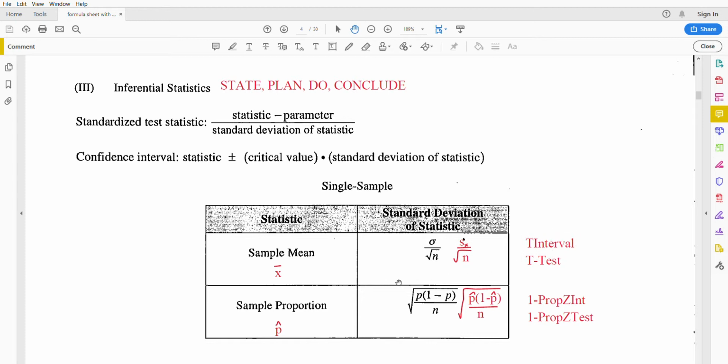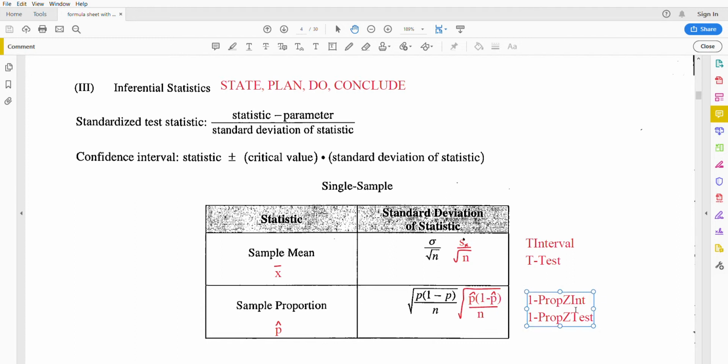Now if you had a single sample and it was about proportions, then p hat would be your statistic, and so that would go here and here. This expression would be the standard deviation of the statistic, which you could use for a hypothesis test, because a hypothesis test will give you a value to use for the true proportion. But for a confidence interval, you'd have to estimate it by using the sample proportions instead of the true proportion.